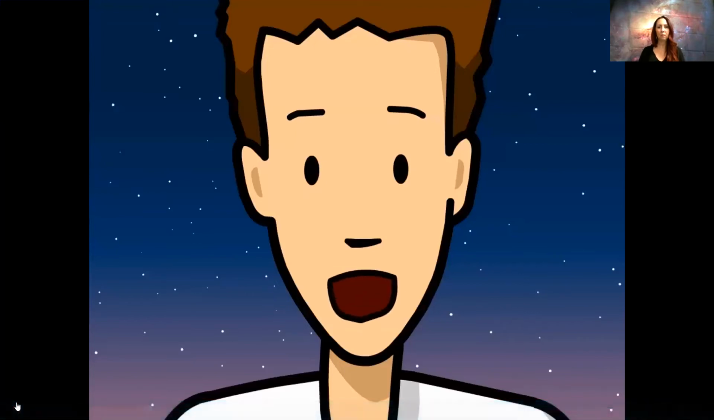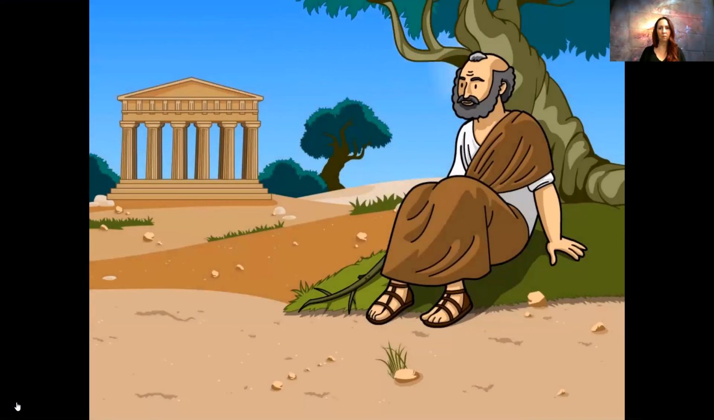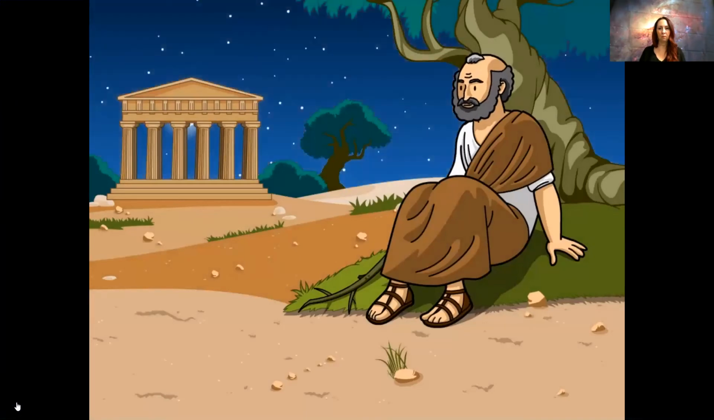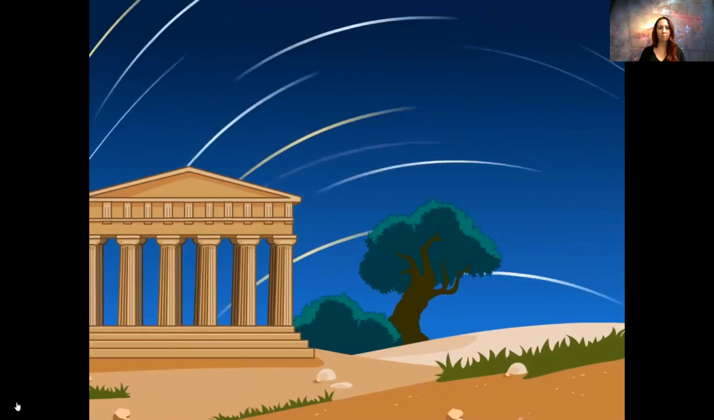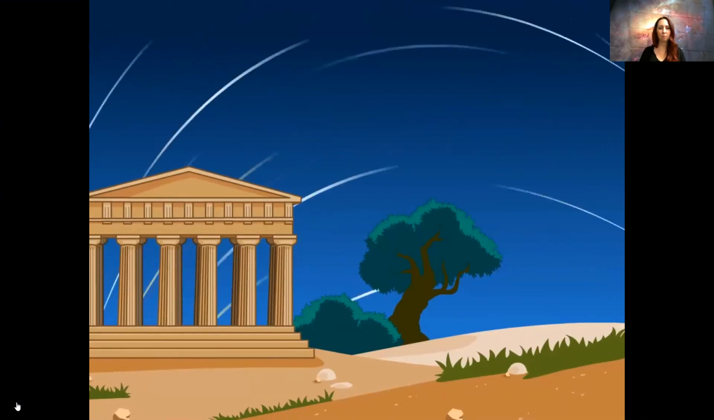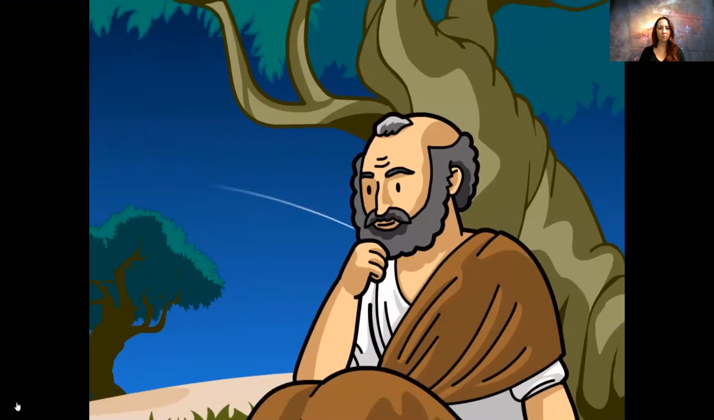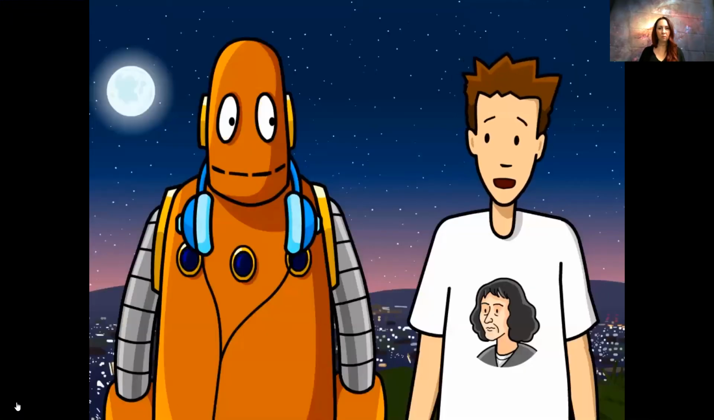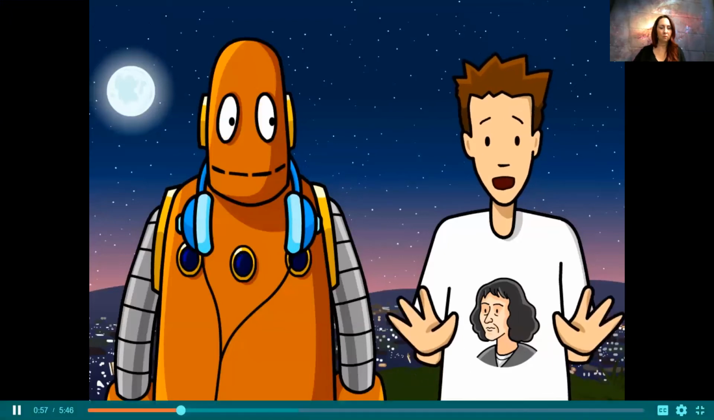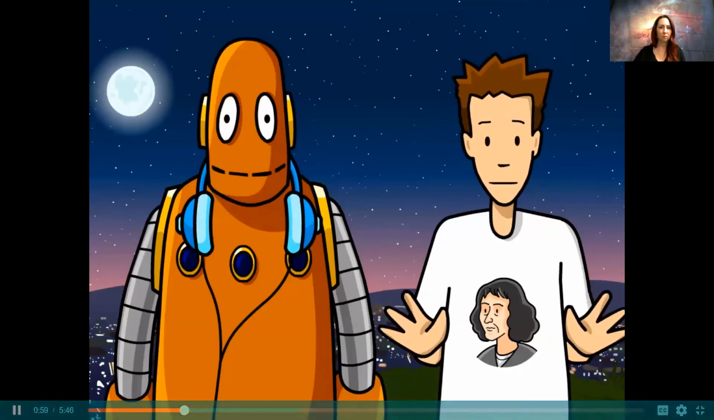Even the brilliant minds of ancient Greece had a tough time with this one. They saw the sun rise and set every day. At night, the stars moved across the sky. And like us, they couldn't feel the planet moving. All of these observations supported a geocentric model. That's the idea that Earth stands motionless in the center of the universe.